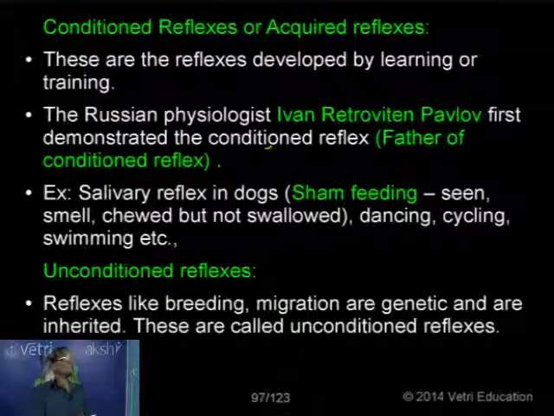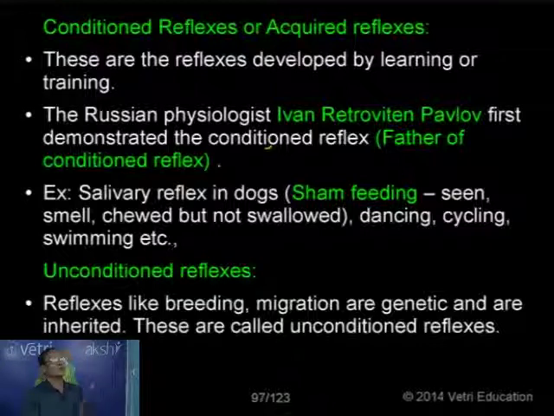In addition to that, we also have some acquired reflexes, the ones which are normally developed because of learning or training, for example cycling, swimming, even dancing, and these are all called conditioned reflexes. So those reflexes which are developed because of learning or training processes are called acquired reflexes or conditioned reflexes. Watering of the mouth at the sight of food is a natural reflex taking place in the body. But some reflex activities are developed in the body because of learning or training processes, and such reflexes are called conditioned reflexes or acquired reflexes.